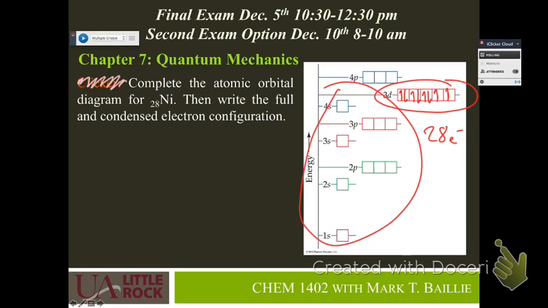How exactly will we write the condensed? Okay, so let's go ahead and write the full, and then we'll write the condensed. So the full is 1s2. Natalie, can you read it out? 1s2, 2s2, 2p6, 3s2, 3p6, 4s2, and 3d8. It is 8, right? Okay.